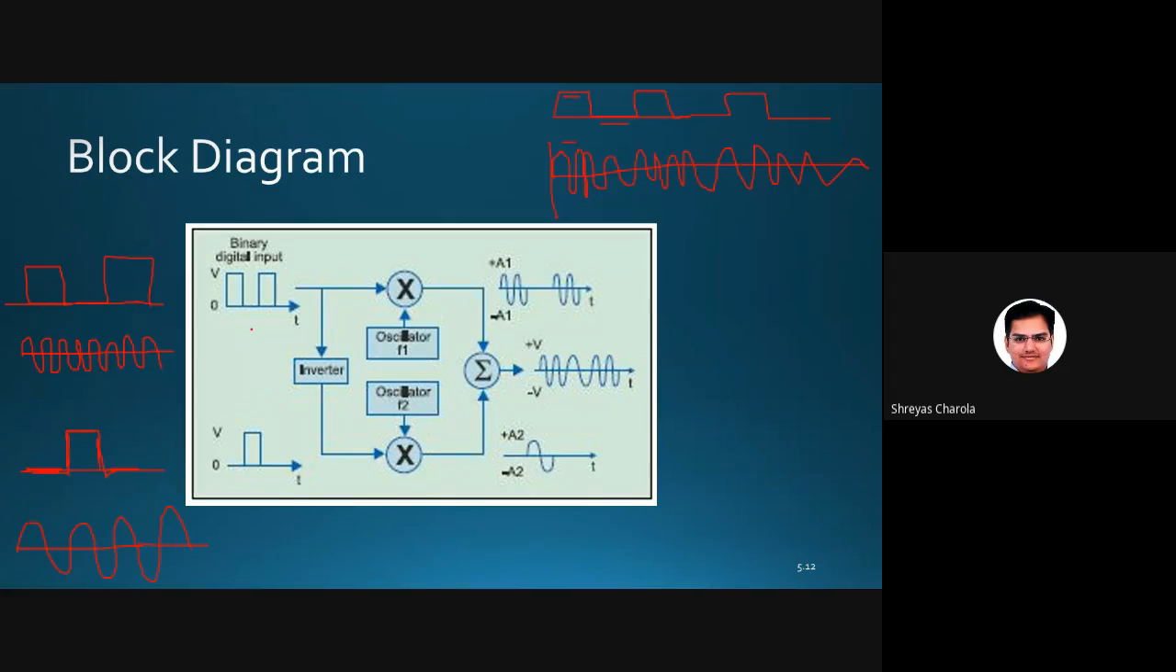Now this multiplier will multiply two things, a digital data and an oscillator. In this digital data and oscillator F1, what exactly do we have? Digital input with the highest frequency F1. When they multiply together, what output will we get? I'll get this output. For logic 1 and logic 1, you will get your carrier with the highest frequency. For logic 0, you won't get anything.